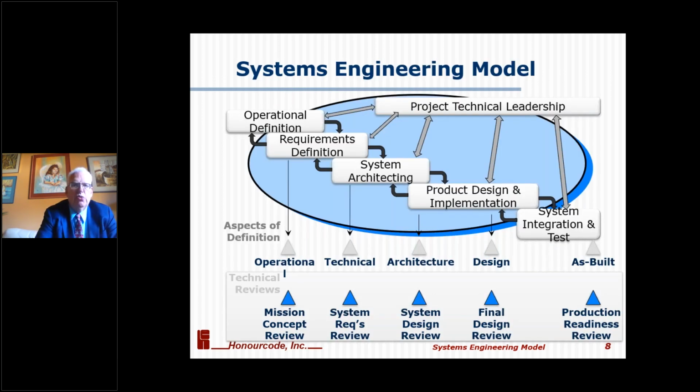This is the model that we use throughout the course, and throughout the two days, we step down the life cycle of this model, starting off with operational definition, then requirements definition, into architecting, product design and implementation, and system integration and test. All of those have feedback loops, which are the dark arrows here, and they all are influenced by the project technical leadership.